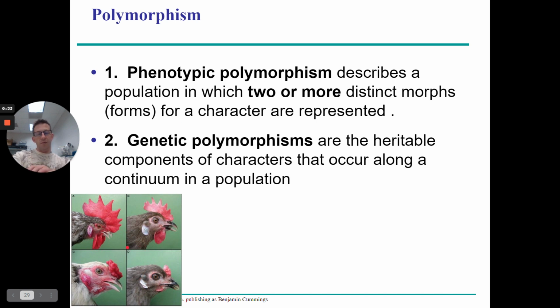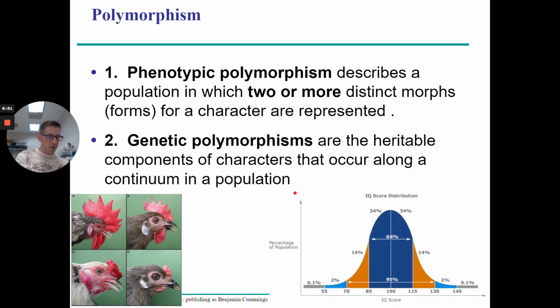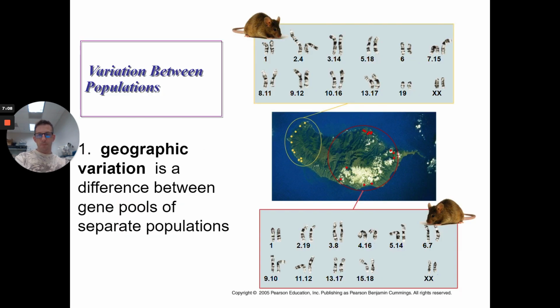A phenotypic polymorphism for humans you could consider would be like hair color, right? We've got blonde and brown and red and all these different colors in between, these distinct colors in between. Genetic polymorphisms are heritable components of characters that occur along a continuum in a population, very similar to what we talked about with the bell curve. The genetics that make up your intelligence land along this polymorphism, this multiple form genetic look into the intelligence of a human being.